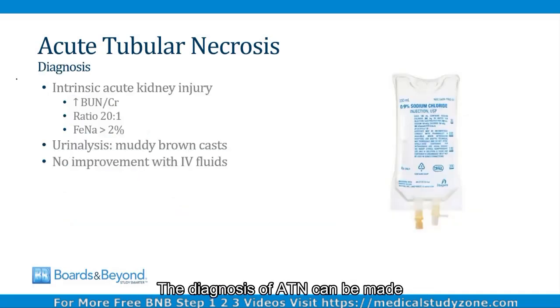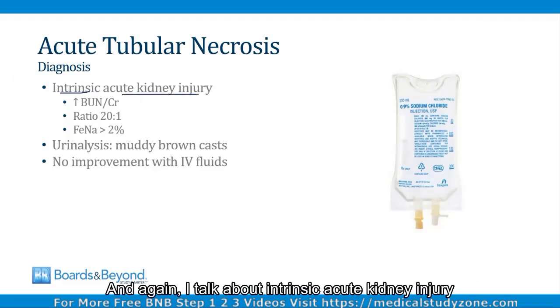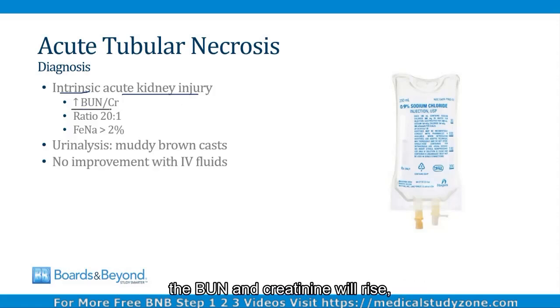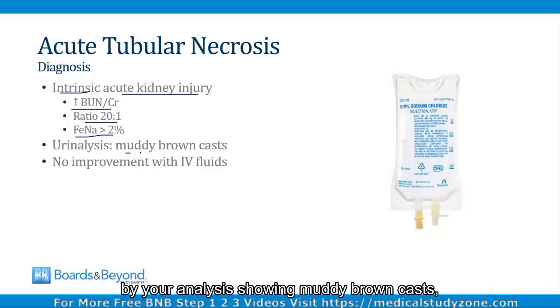The diagnosis of ATN can be made by finding clinical features of intrinsic acute kidney injury. And again, I talk about intrinsic acute kidney injury in more detail in the video on acute renal failure, but by way of review, in intrinsic acute renal failure, the BUN and creatinine will rise, but the ratio of BUN to creatinine will be no more than 20:1, and the fractional excretion of sodium will be greater than 2%. The diagnosis is also indicated by urinalysis showing muddy brown casts.